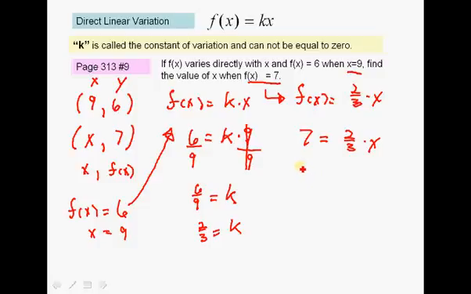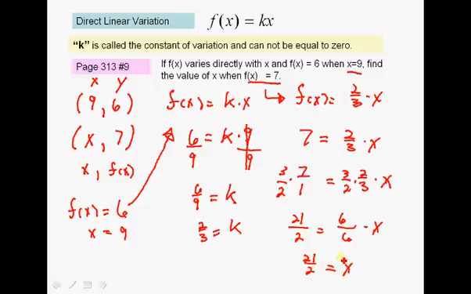I'll show you how to solve this for x. We'll put everything in a fraction: 7 over 1 equals 2/3 times x. What we have to do is undo this 2/3. We need to get it to 1. What's the best way to get it to 1? Multiply it by 3/2. What you do to one side, you do to the other side. 3 times 7 is 21. 2 times 1 is 2. 3 times 2 is 6. 2 times 3 is 6, times x. 6 over 6 is 1, and 1 times x is x. 21/2 equals x. There we go.